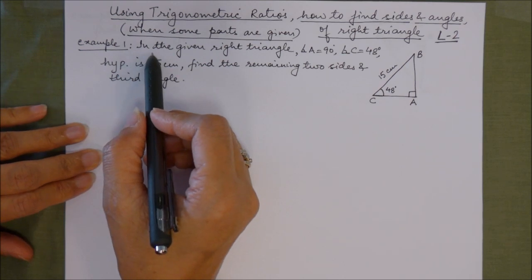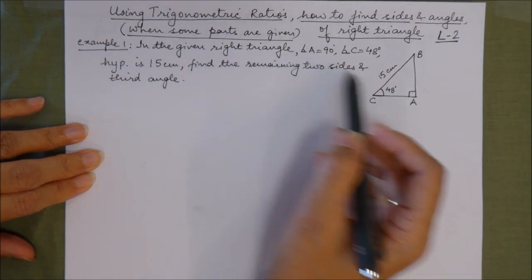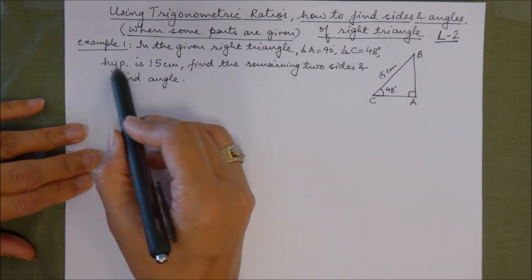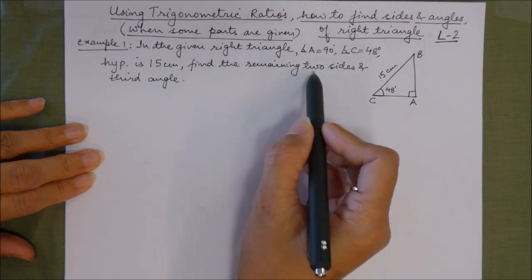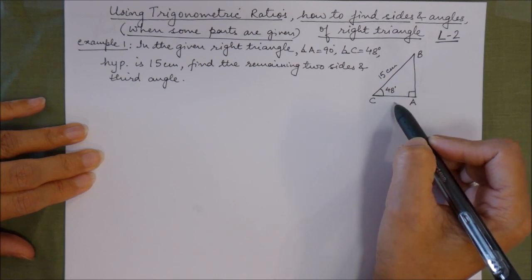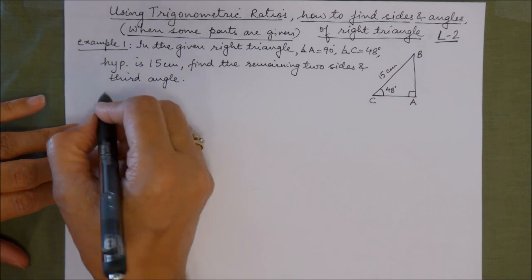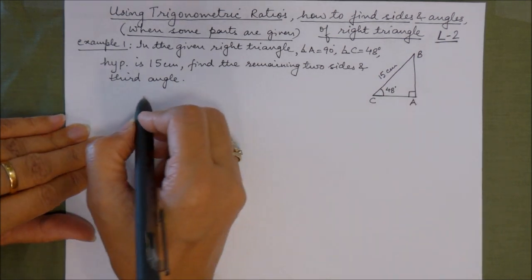In the first example, we are given that in the right triangle, angle A is 90 degrees, angle C is 48 degrees, and the hypotenuse is 15 centimeters. You have to find the remaining two sides and the third angle. That means these two sides are to be found and also the third angle. First we will find the sides and then we'll find the third angle.